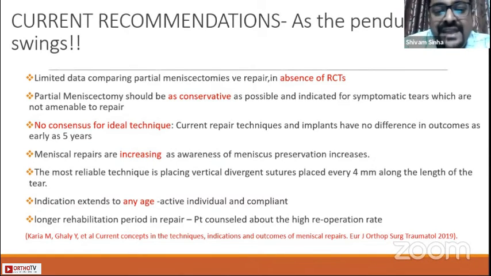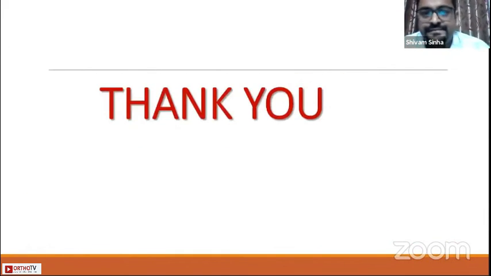The most reliable technique is placing vertical divergent sutures almost every 4 millimeters along the length of the tear. So length of the tear is no more a contraindication. Indication has been extended to any age having a root tear, ramp tear, and the patient has to be active and compliant. And the longer rehabilitation period in repair, as well as the chance of reoperation, has to be explained to the patient preoperatively.